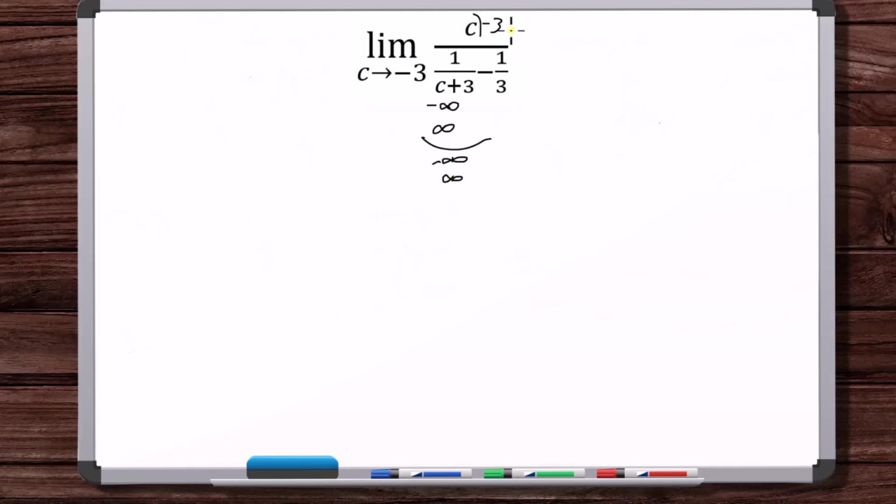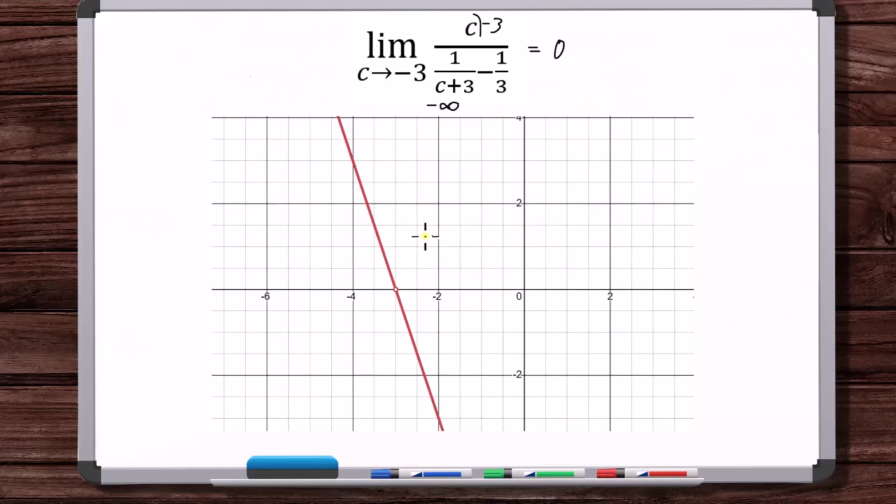The sign's not going to matter in this case because we're approaching 0, right? Minus 3 divided by minus 100 quintillion is something very close to 0 from above 0. Minus 3 divided by positive 100 quintillion is still something very close to 0 but below 0. So this is equal to 0. And as c approaches minus 3, that's what we see. And actually, this looks like it's a removable discontinuity.